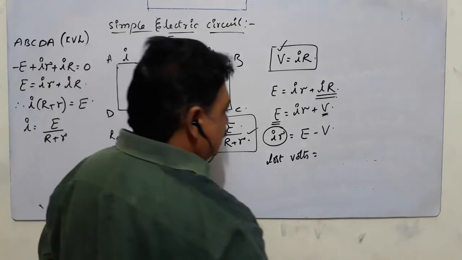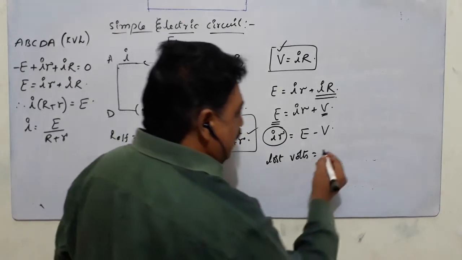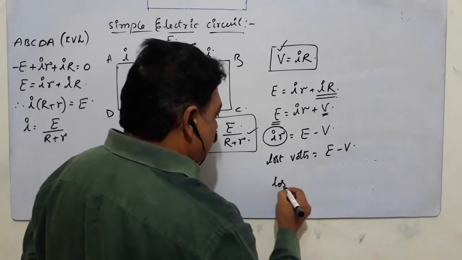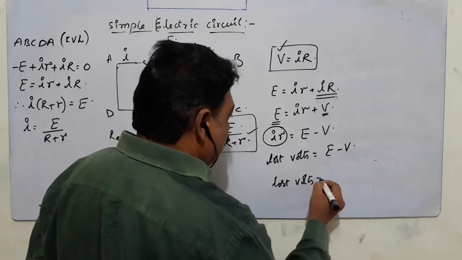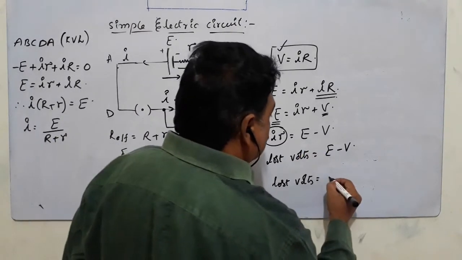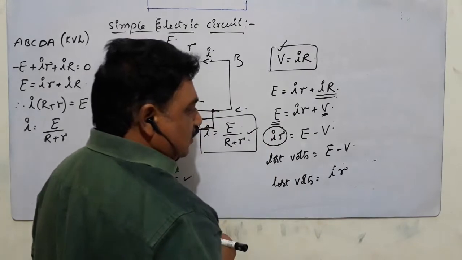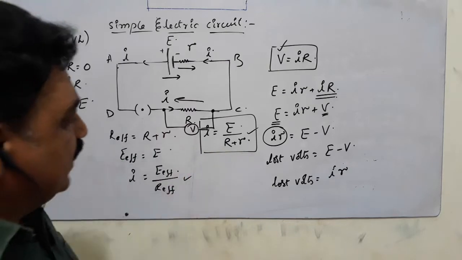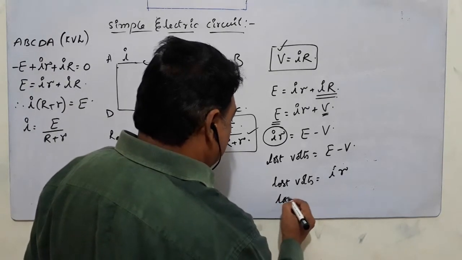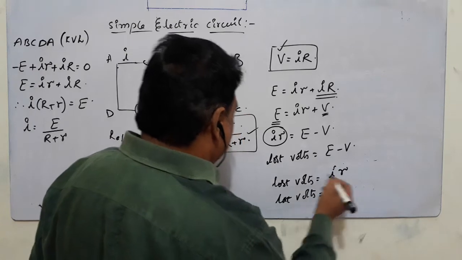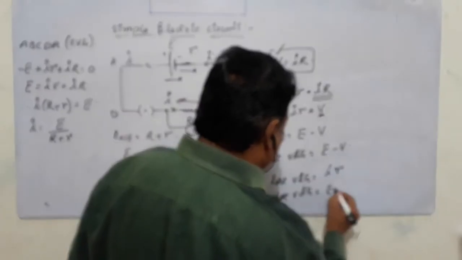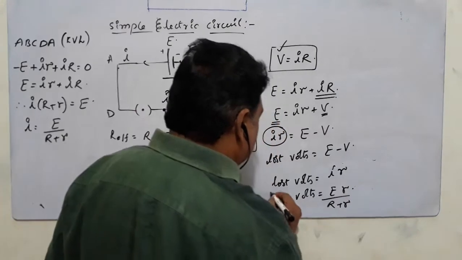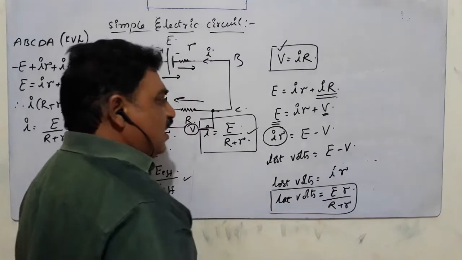Lost volts means I into small r, otherwise E minus V. So lost volts is equal to I into small r. Am I right? And here I have already known that I is equal to E by R plus r. So the lost volts can also be treated as, what is I? E by R plus r into this small r. This is another formula for lost volts.